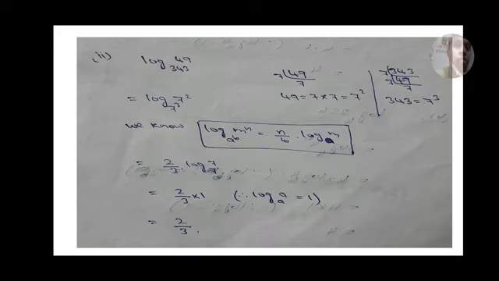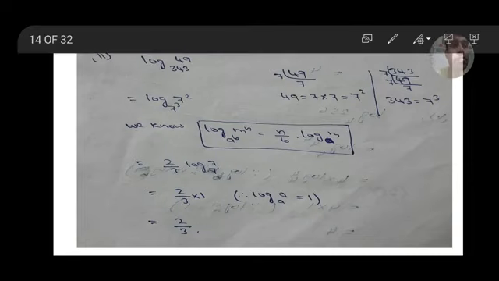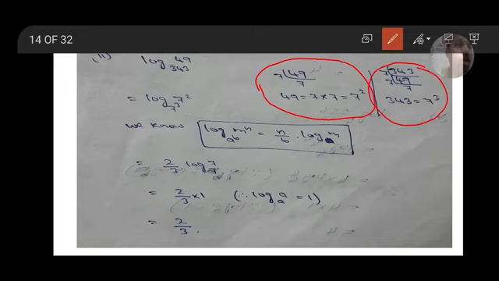Find the value of log 49 to the base 343. Here 49 can be written as 7 into 7, 7 square, and 343 can be written as 7 cube. So this can be written as log of 7 square to the base 7 cube.